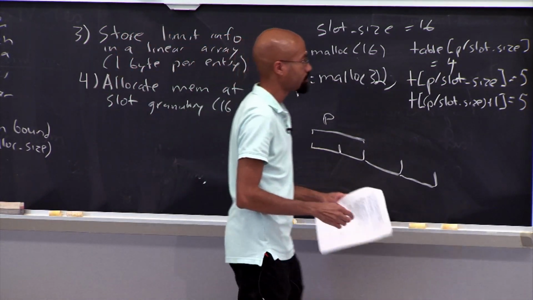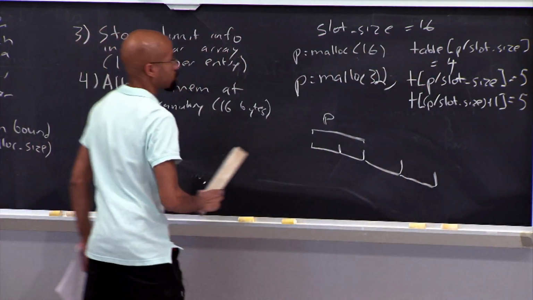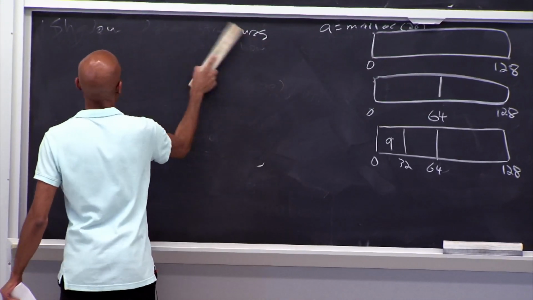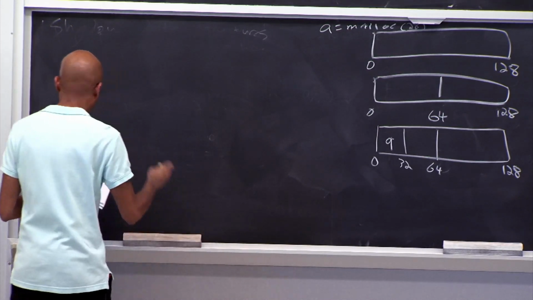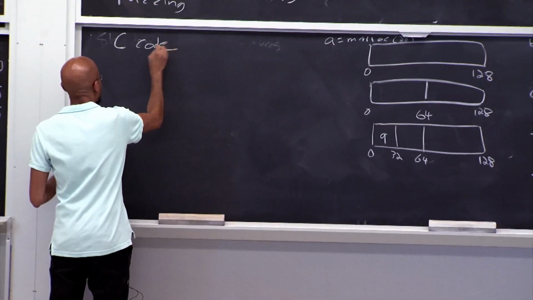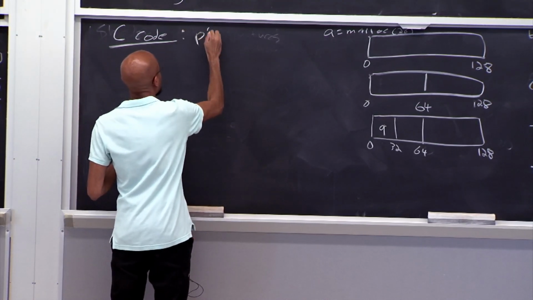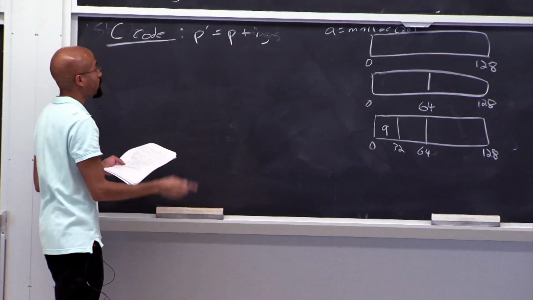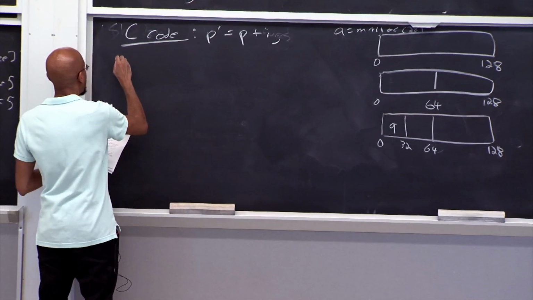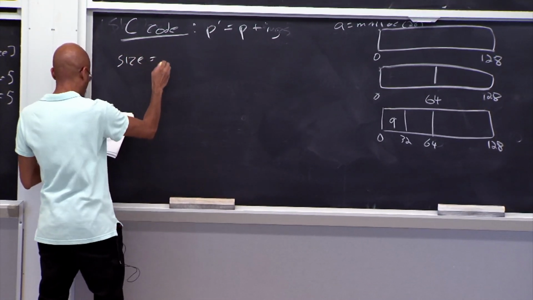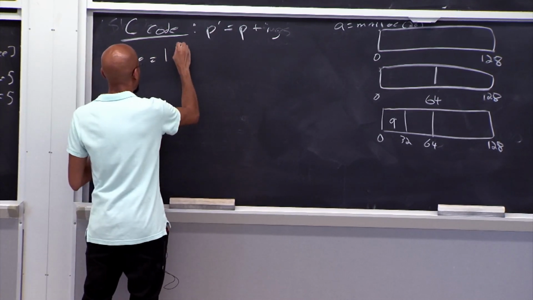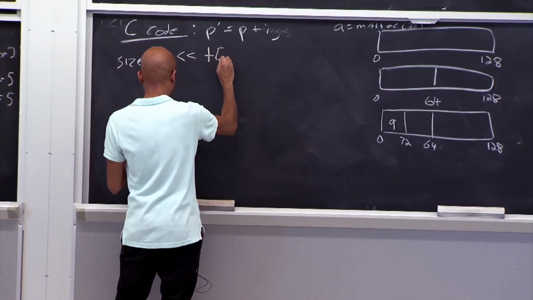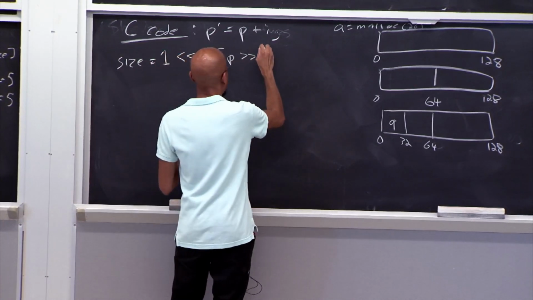Okay, so let's see. Armed with the bounds table stuff, what happens if we have C code that looks like this? You have a pointer P prime, you derive it from P, then you add some variable I. So how do you get the size of the allocation belonging to P? Well, you look in the table using this lookup here.